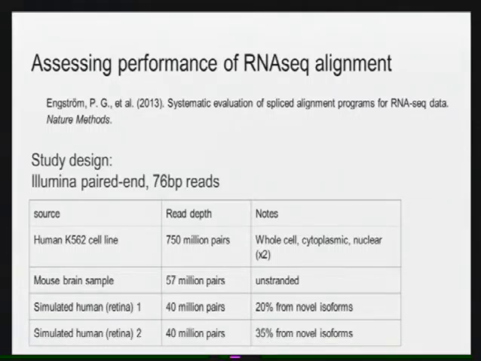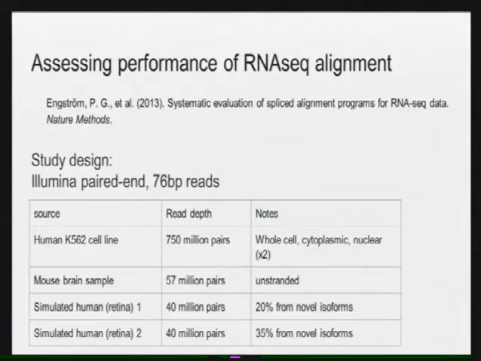I think that's not 562. I think it's something else. I may have written that wrong. 625, I can't remember. Anyway, cell line data from whole cell, cytoplasmic, and nuclear isolates in duplicate.